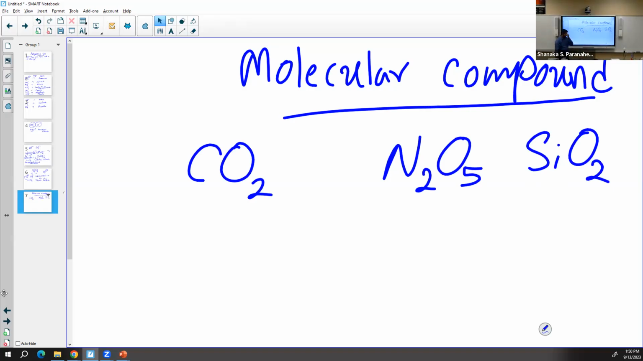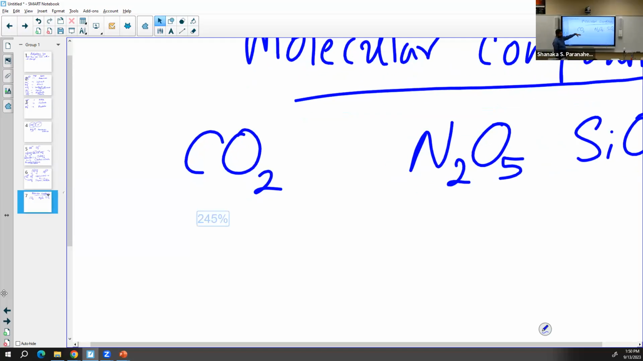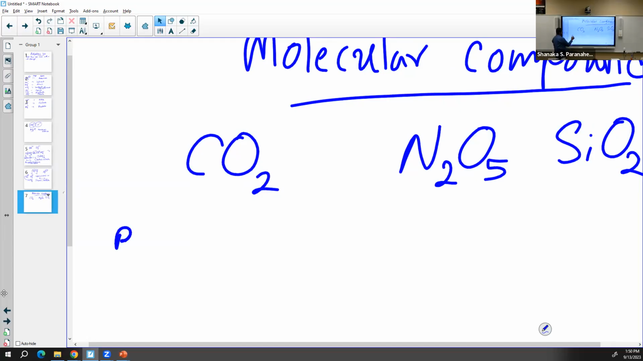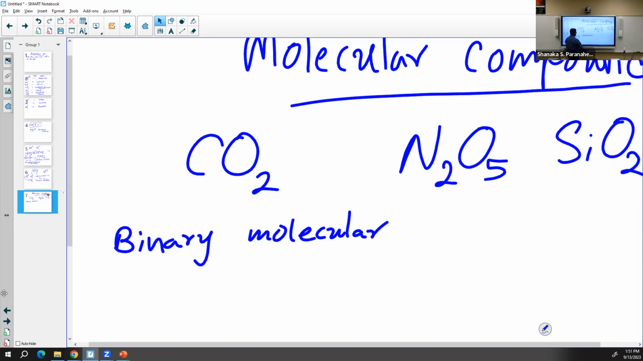So in general, molecular compounds have 2 nonmetals. So these are 2 nonmetals, and because of that, it's called binary molecular compound. So I'm not going to talk about molecular compounds which have more than 2 nonmetals. Okay, so all the molecular compounds which we are going to learn have 2 nonmetals. So that's why it's called binary molecular compound. So molecular compounds are also called covalent compounds.